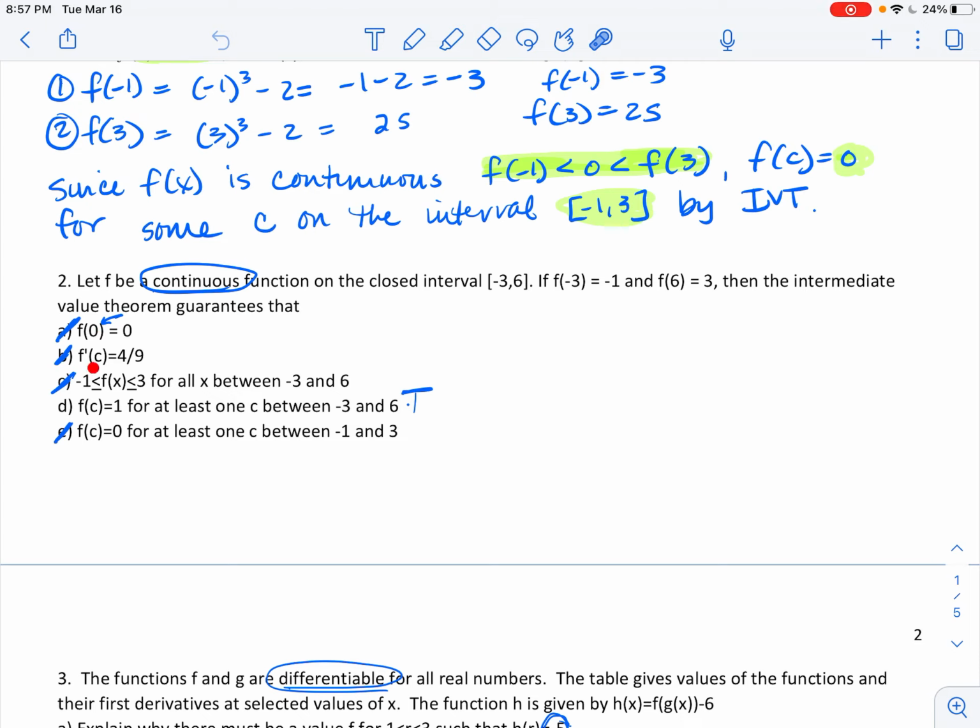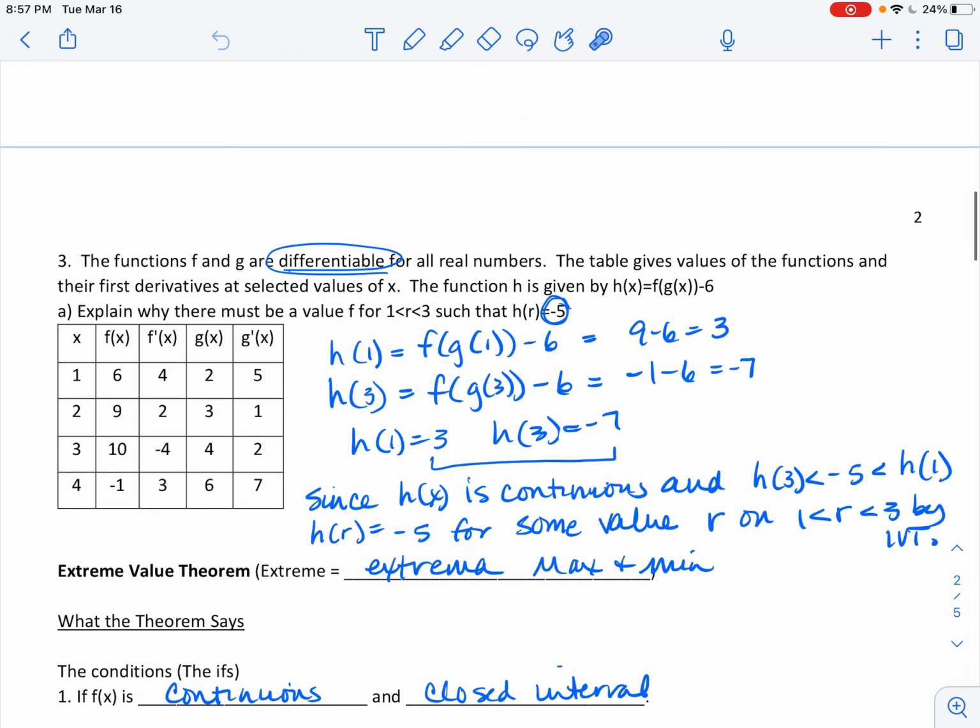Do we know anything about the slope at c? No, so we can't guarantee that one either. Okay, so let's see this one. -1 is less than f of x, which is less than 3 for all x between -3 and 6. We don't know that for all x between -3 and 6. How about D? f of c is equal to 1 for at least one c, and that's true. This is our intermediate value theorem. And the last one, f of c is equal to 0 for at least one c between, these are not the endpoints, these are not the x values, so that one also cannot be guaranteed. So just letter D.